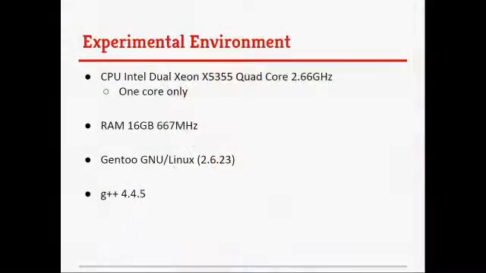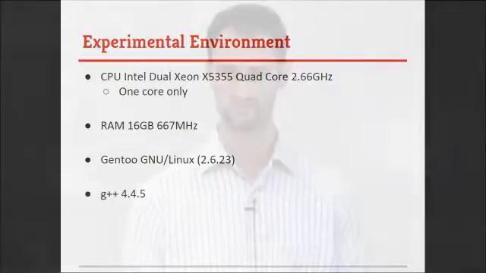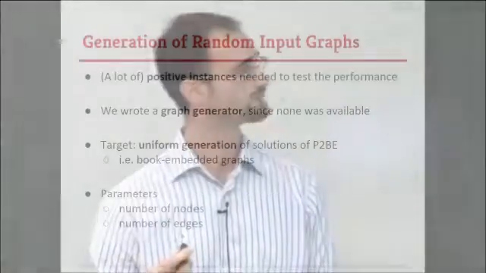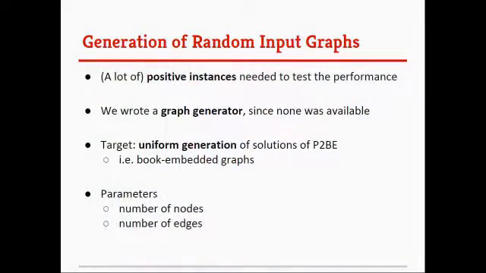And now the experimental part. This is the environment we used, basically a Linux platform with standard C++ language. In order to test for performance, we need a lot of positive instances. And for this reason, we developed a graph generator, actually a solution generator, since it generates book-embedded graphs. The parameters of this generator are the number of nodes and the number of edges.